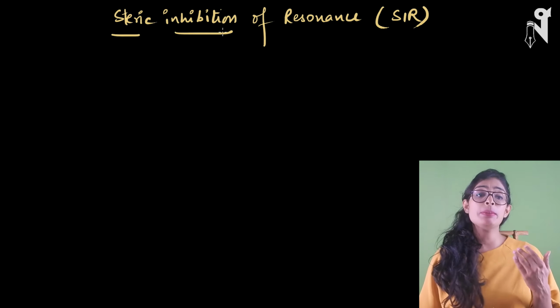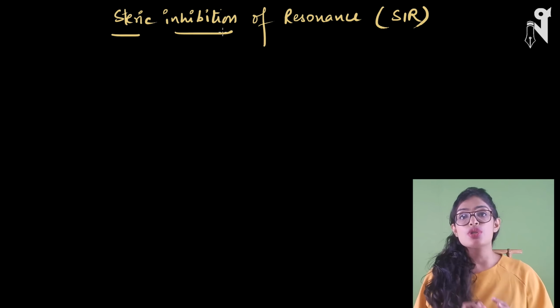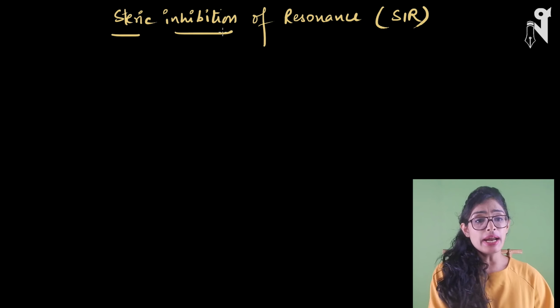Now, what do we mean by steric inhibition of resonance? Due to overcrowding at a particular position, when resonance stops, this is called steric inhibition of resonance. Now, where does it happen and how does it happen? Let's understand. So I have this benzene, this benzene chain.